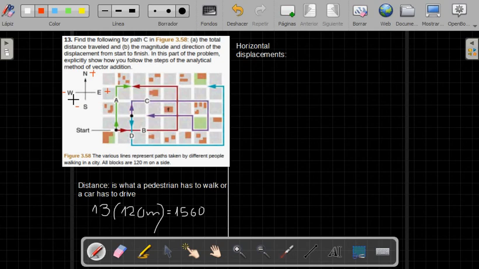That being said, let's start with the horizontal displacement. And we have 1, 2, 3, 4, 5. And we're going to take it as positive. A positive 5. There we have it. And we're going to multiply that 5 by 120 meters.